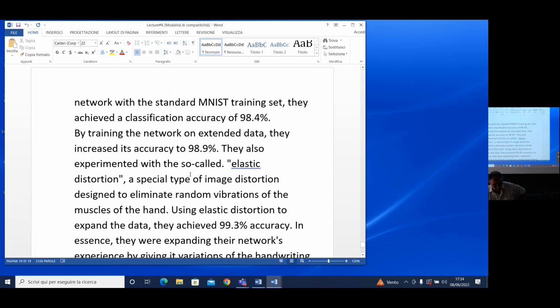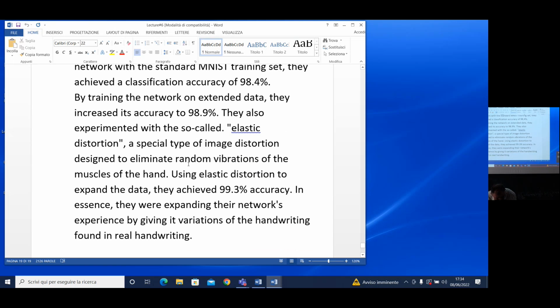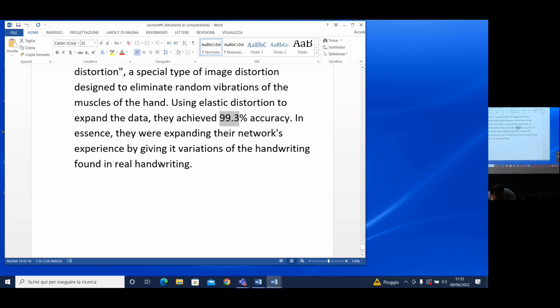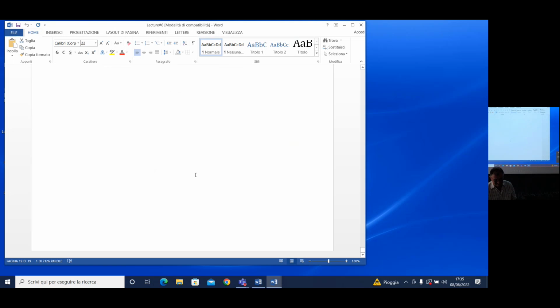They also experimented with so-called elastic distortion, which simulates when some person has a specific illness and cannot write steadily. So we can simulate numerically this type of image transform to enrich our data set, a special type of image distortion designed to imitate random vibration of the muscles of the hand. Using elastic distortion to expand the data, they achieved 99.3% accuracy. In a sense, they were expanding their network's experience by giving it variations of the handwriting found in real handwriting.